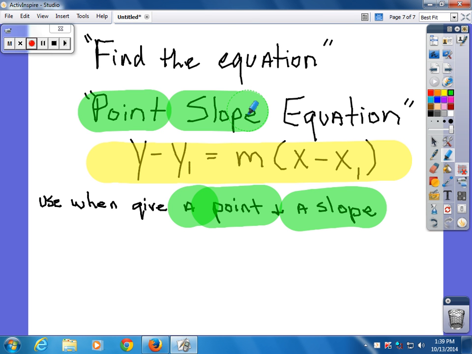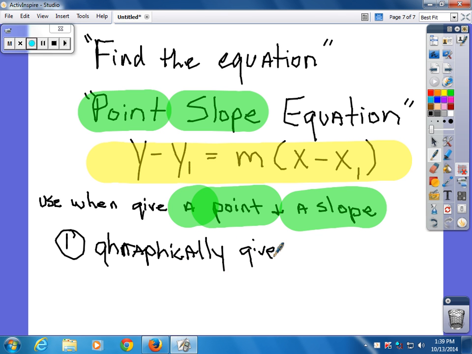Now there's 3 type problems that you're going to have when they're asking you to find the equation. The one problem is graphically given 2 points. Meaning you have a line, and they give you a point here and a point there. And they're going to ask you to find the equation.